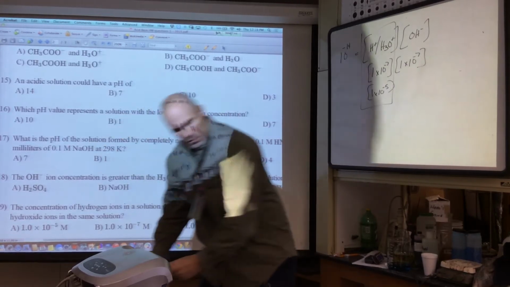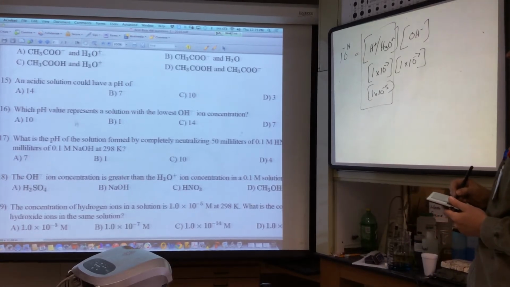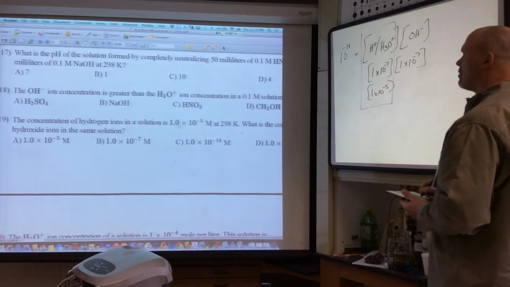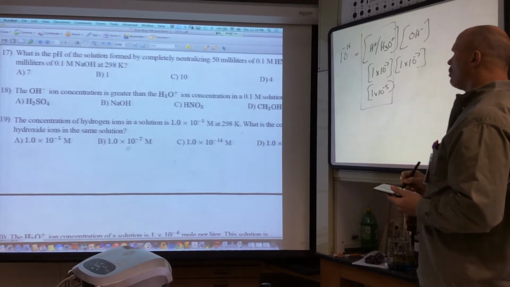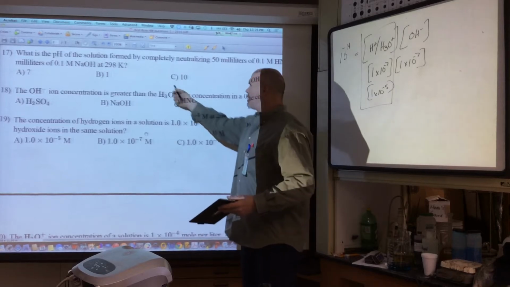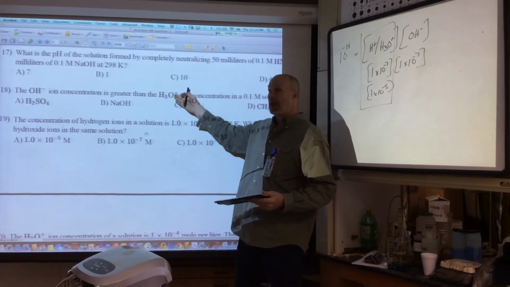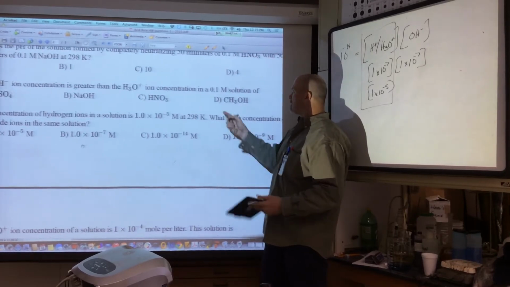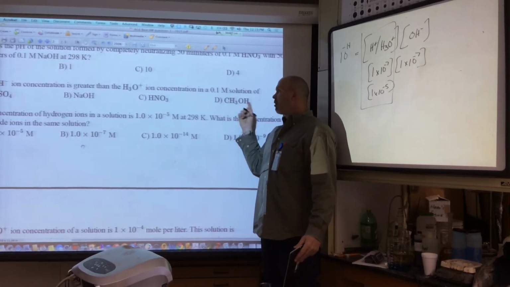Okay, almost done with this. We do 16 yet? Yeah, we did 16, so 18. We kind of group together: an OH ion concentration greater than H+. That means that this is bigger. Would that be an acid or a base? When you have more hydroxides than H3O+, remember these are synonymous with H+, so I've got more hydroxides than acids, I must have a base. The question is, which one's a base? Is choice D a base? CH3OH, what is this?